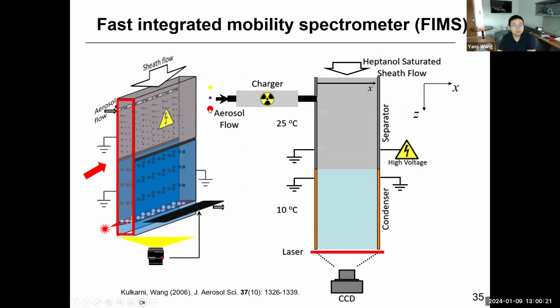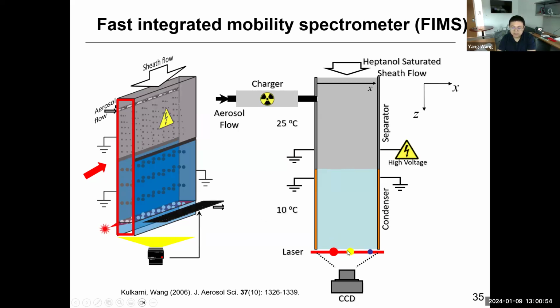If you want to look at an animation, if we look from this angle, here's a short animation showing you how the particles get through this system and get recorded. First they go through a bipolar charger, right, to pick up the charges, and then they get separated in the mobility separator. Then in the condenser they grow into supermicron droplets, and then the laser shines upon these particles, and you get the location of the illuminated particles.